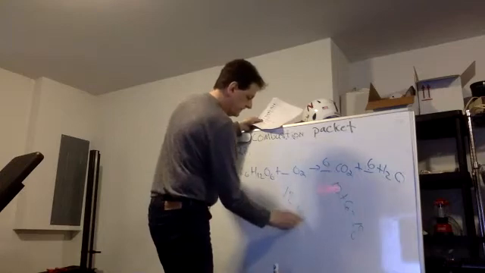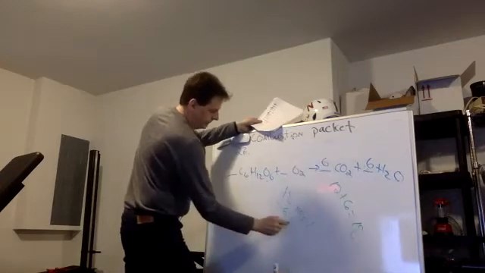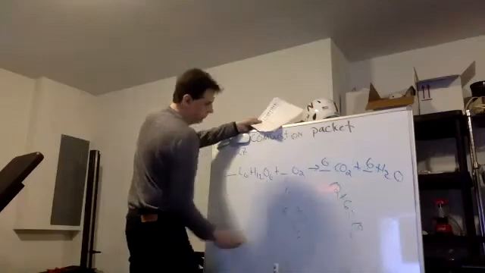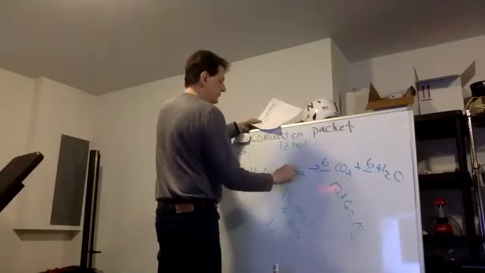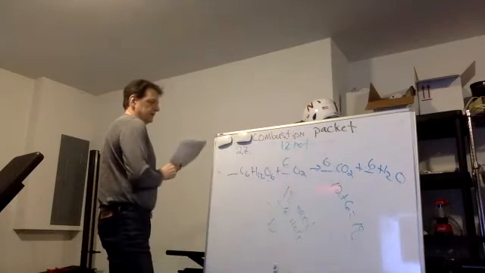18 is our need, but we have 6 in the hole. So that's going to be 12. So 12 is our net. 2 goes into 12 6 times. And that takes care of 27.